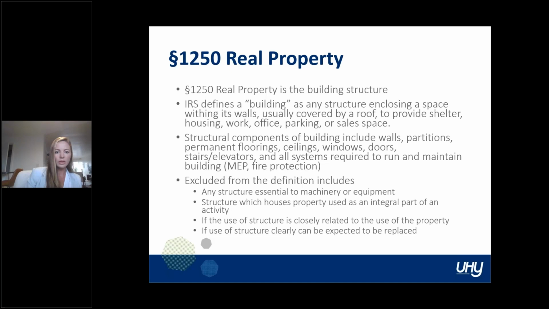They also include ceilings, windows, doors, stairs, elevators, and all the systems that are required to run and maintain a building. So that's going to be your mechanical, which is the heating and cooling, electrical, plumbing, and fire protection, which will include the wet pipe sprinkler system, and also the fire alarms.